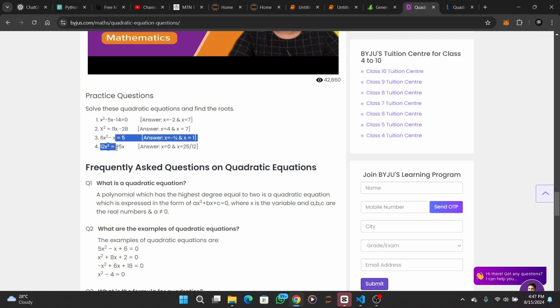This other one says 6x squared minus x equal to 5. So if you swap the equation, that means it will be 6x squared minus x minus 5. So that means that our a is 6, our b is minus 1, and our c is minus 5. If you cross everything over, it is equal to 0.